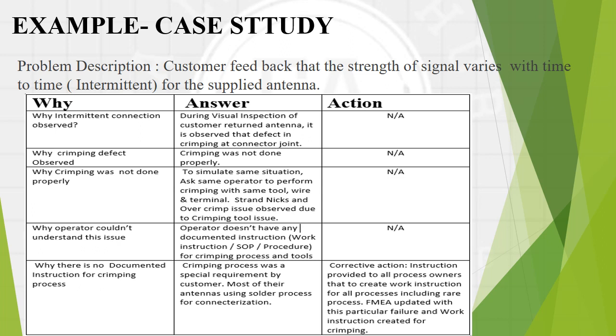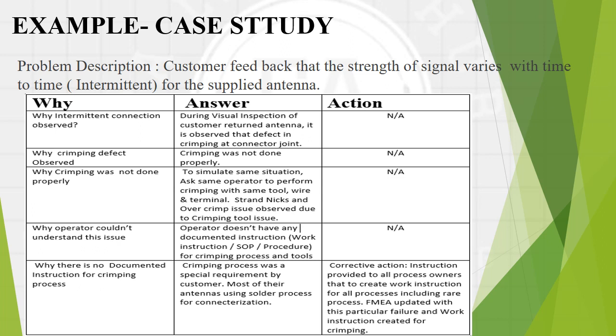They found the answer: crimping was not done properly. So next question, why was crimping not done properly? This is the third why. To simulate the same situation, they asked the same operator to perform crimping with the same tools, same wire and same terminal. Nicks were observed on the strands, meaning the inner wires of the wire, and an over-crimp issue was observed due to the crimping tool. So this is the cause they found.